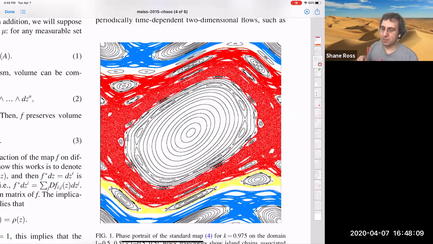So like this standard map example, anything that's in the red, you could start at any initial condition in the red, and it will eventually approach all of the other initial conditions in the red arbitrarily close. And probably the same for the yellow and the blue. If it's chaotic and a connected set, then you can reach anywhere in there. That's what makes chaos interesting, but also dangerous.